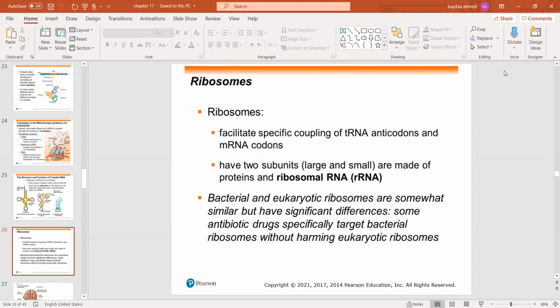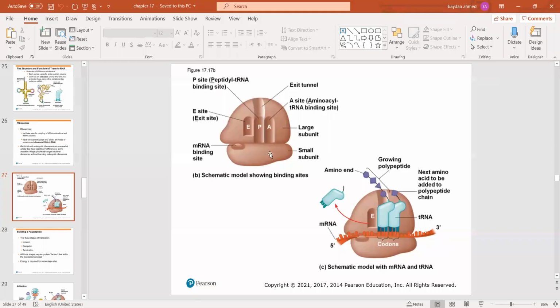Ribosomes facilitate the specific coupling of tRNA anticodon with the mRNA codon during protein synthesis. A ribosome consists of a large subunit and a small subunit, each made up of proteins and one or more ribosomal RNA, or rRNA. A schematic model showing binding sites: ribosomes have an mRNA binding site and 3 tRNA binding sites, known as the A, P, and E sites.